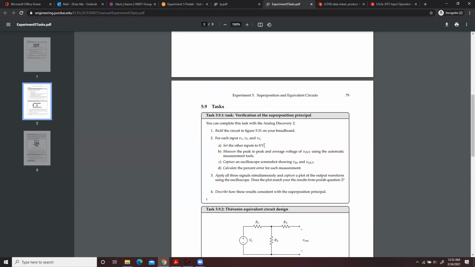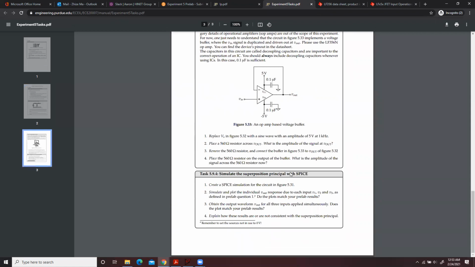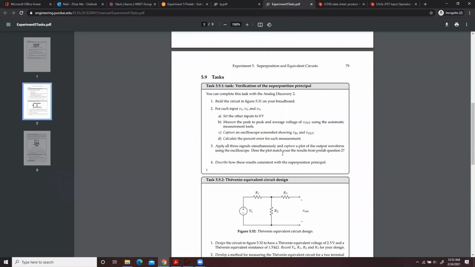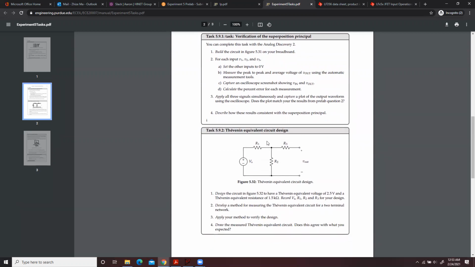That's for task 1. And you can verify this result and this result by comparing them together. So they should give you a similar result. Their plot should look similar.